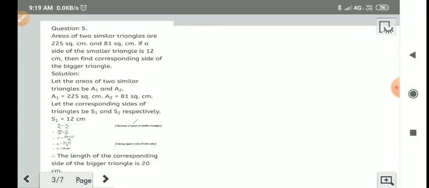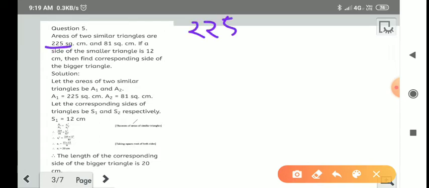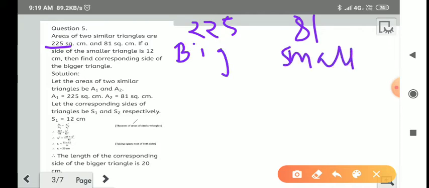Here names are not given for the triangles, so just consider a bigger triangle and a smaller triangle. The areas are 225 square centimeter and 81 square centimeter. From the area we can say this is the bigger triangle and this is the smaller triangle. Now, the area of the bigger triangle we consider as A1 and the side of that triangle we consider as S1.